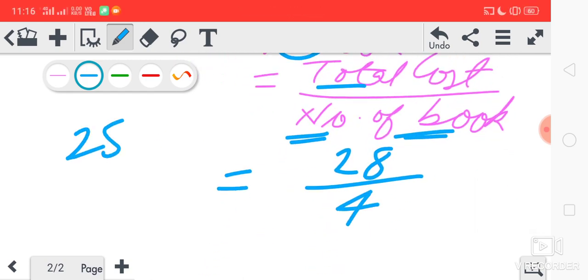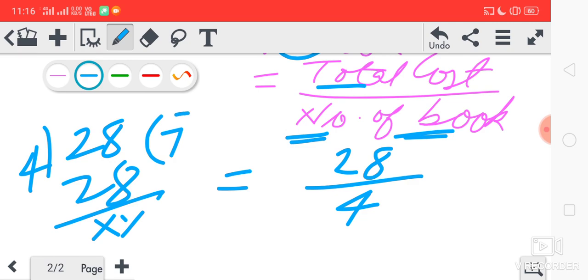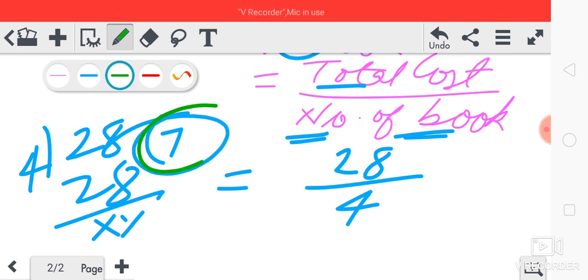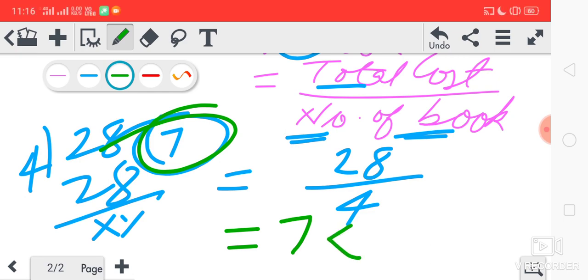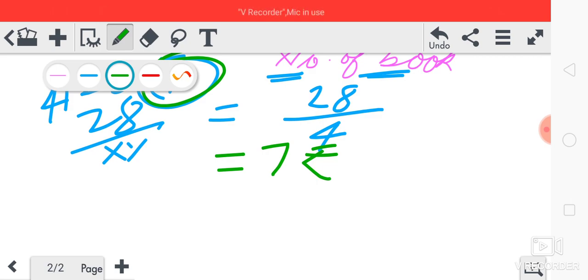Now if you divide 28 by 4, 4 sevens are 28. So how much are we getting? 7. Okay, we are getting 7. So the cost of 1 book will be equal to how much? 7 rupees. Okay, so remember this one. Whenever you have to find for one, always divide by the total number.